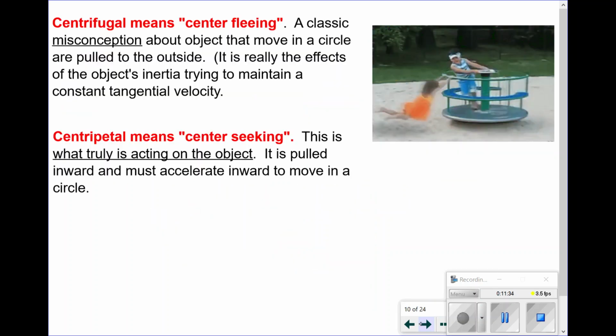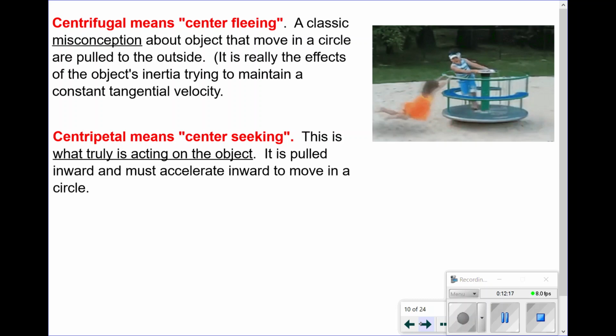So, centrifugal, the misconception title that we often see, means center-fleeing. This is that misconception that objects are pulled outside of the circle. Again, it is really just the effect of inertia trying to maintain a velocity that's tangent to the circle itself. It is, if you want, the reaction the puller experiences from the object that's being moved in the circle. Because since the puller pulls on the object moving in the circle, the object must pull back. That is the third law of motion.